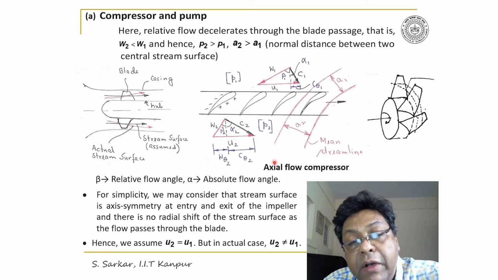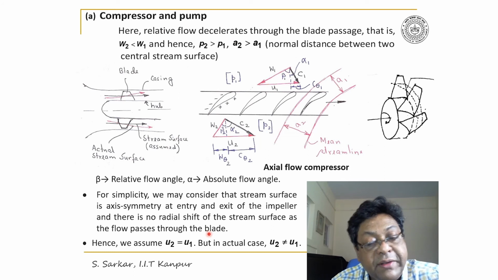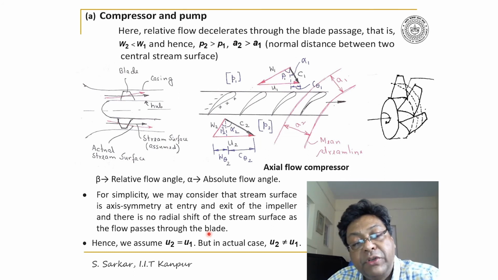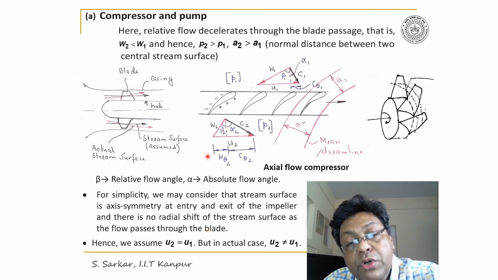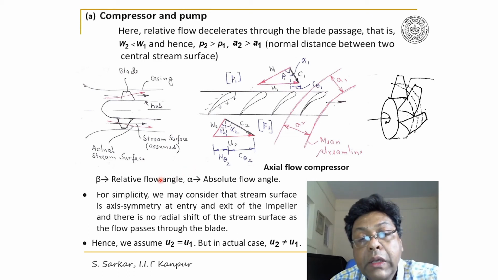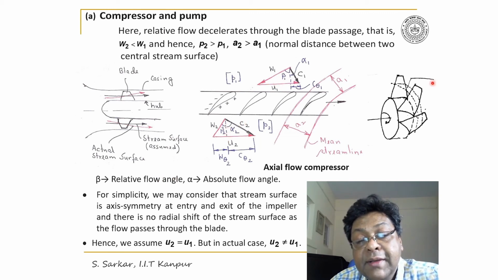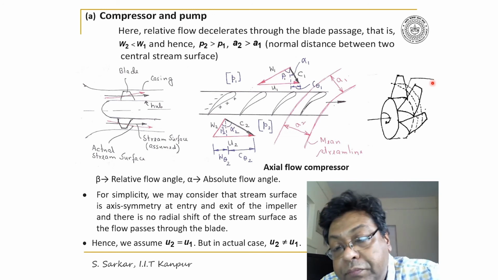Further, as it is a compressor, inlet flow has to decelerate as it passes through the impeller. So W2 is less than W1, and hence P2 will be greater than P1. And please note that here beta 2 will be less than beta 1 because of turning of the flow.